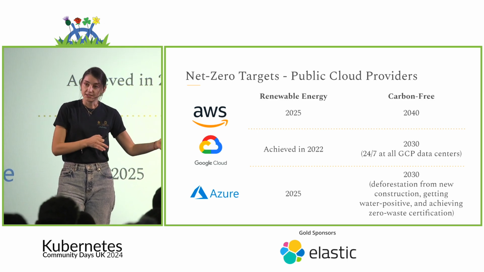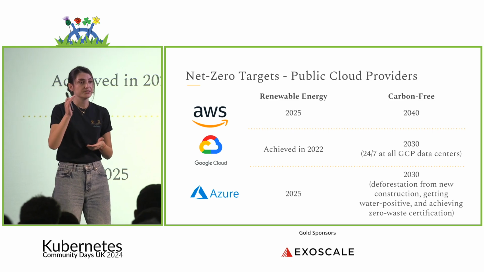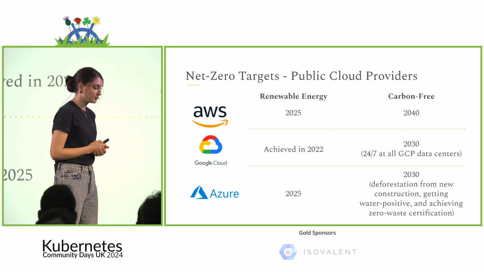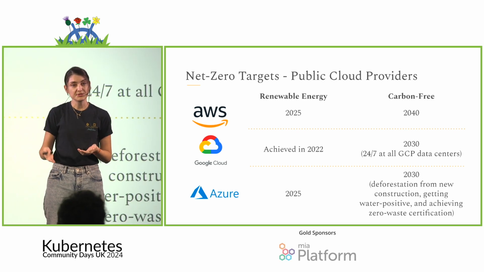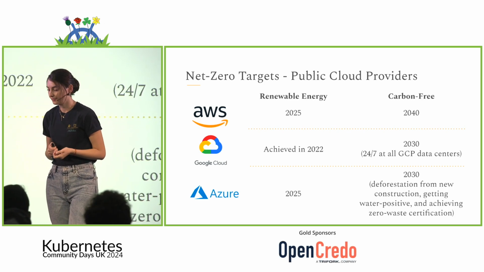When we're looking into offsetting the carbon footprint, AWS aims to do so by 2040, with GCP and Azure aiming to do so within the next 6 years. In addition to that, we have Microsoft setting further ambitious goals for themselves, aiming to reduce deforestation, be water positive, and achieve zero waste certification.